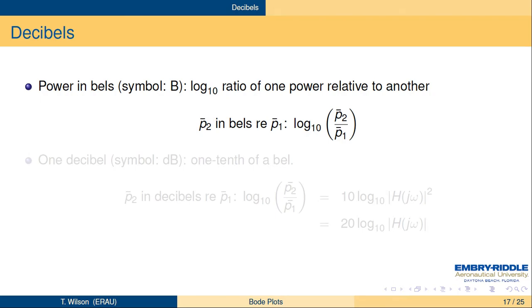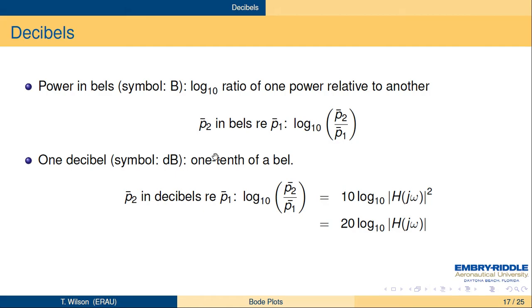Bells, after Alexander Graham Bell, the inventor of the telephone, is a measure of power, the log base 10 ratio of one power relative to another. So our power ratio in bells would be the log base 10 of the average output power over the average input power.